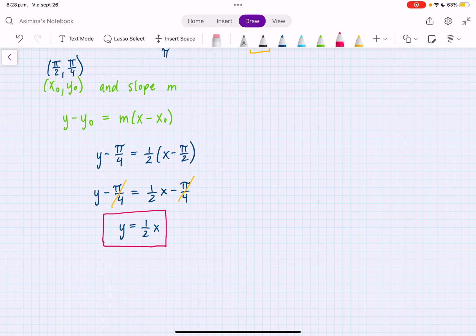So what does this tell us? This tells us that an equation of the tangent line to the curve that we started with at the given point pi over 2, comma pi over 4 is y equals 1/2 x.